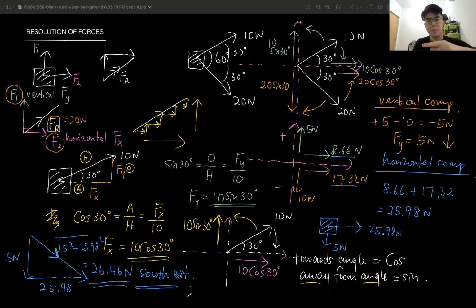Look at the process. I resolve, and then I add up. Why do I resolve? I resolve so that I can add up easily. When I resolve, all the forces initially in random directions become either vertical or horizontal, so that I can add up easily. When I add up, then finally I can do the Pythagoras theorem. So this is also finding the resultant force.